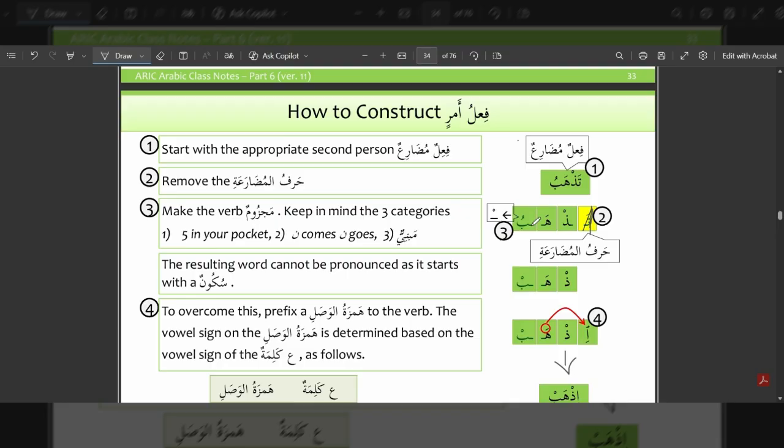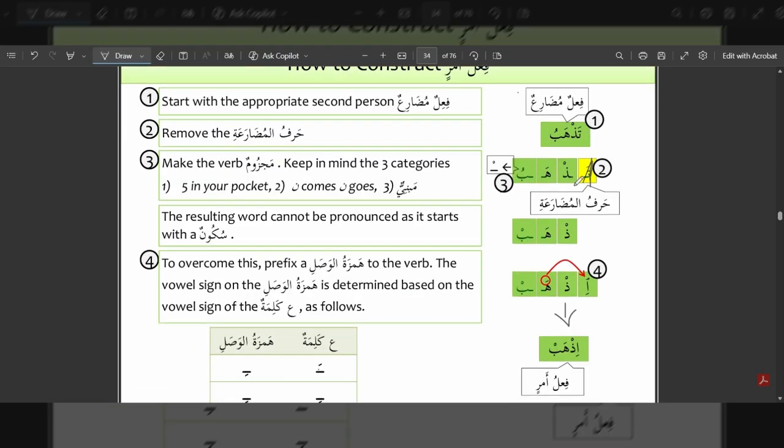And then for the last letter, we need to keep in mind the three categories that we learned before, which is five in your pocket, noon comes and noon goes, and mabni. So in five in your pocket, the last sign has to turn into a sukun. For noon comes and noon goes, we have to omit the noon. And for mabni, it does not change. That is how we make the verb majzoom. So when we do the necessary changes, we get this dha with a sukun, ha and ba with a sukun. So it is not possible for us to pronounce this because the first letter has got a sukun.